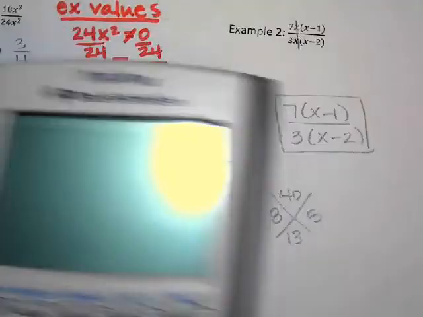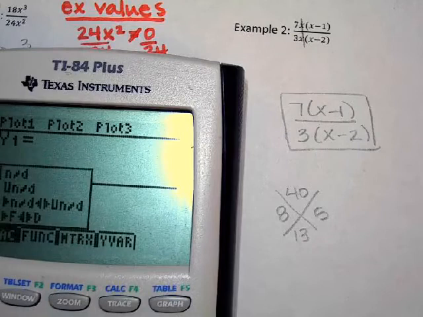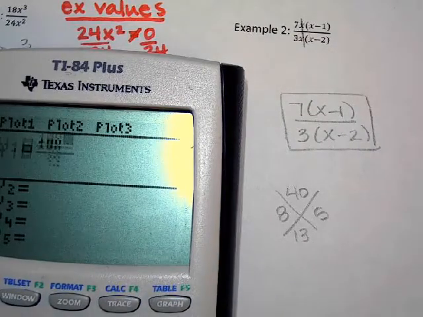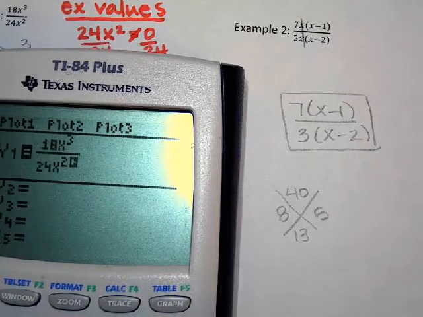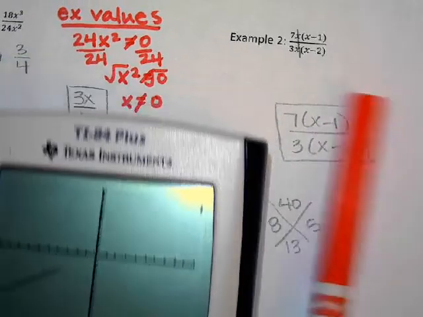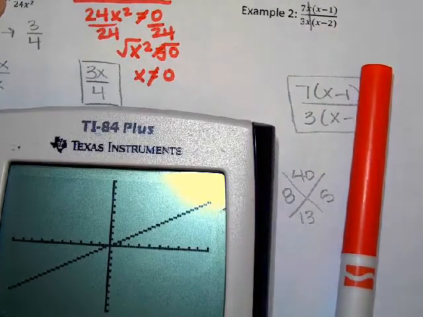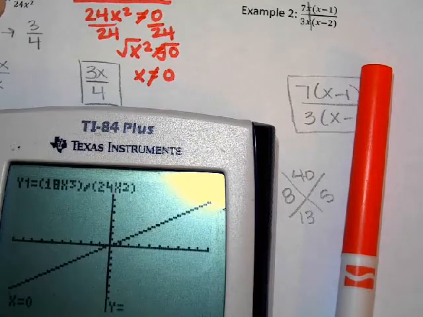Hey guys, let me show you really quick. I just want to prove to you that if we look at this, 24x to the second, our final answer is 3x over 4, which is the line 3/4 x. So that is a slope of 3/4, a y-intercept of 0, okay? But if I plug in the value of 0, it has no output. Everyone see that? It has no output because it's undefined.